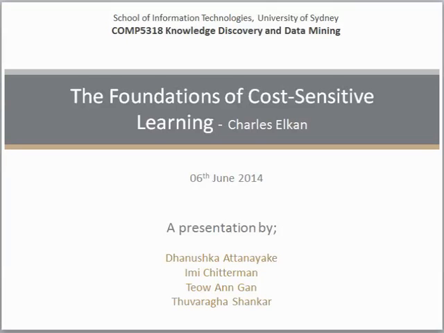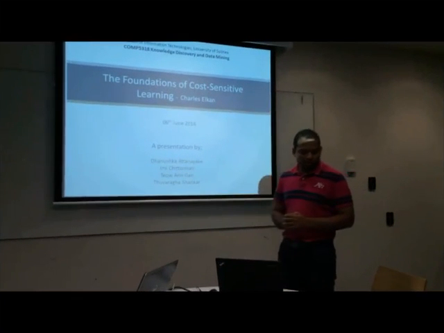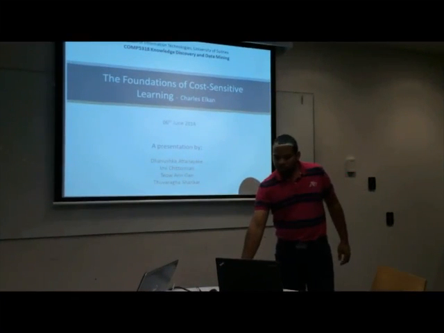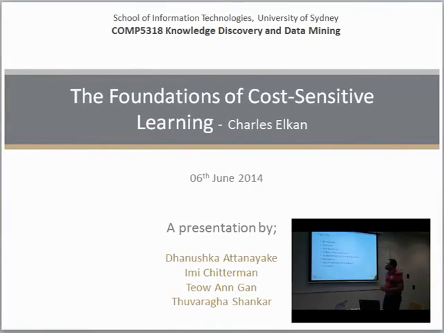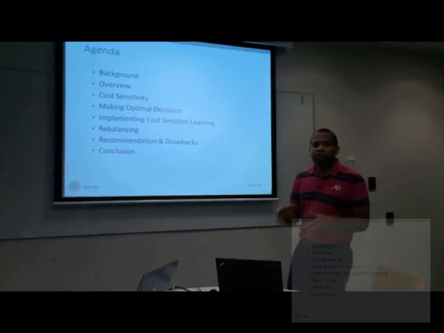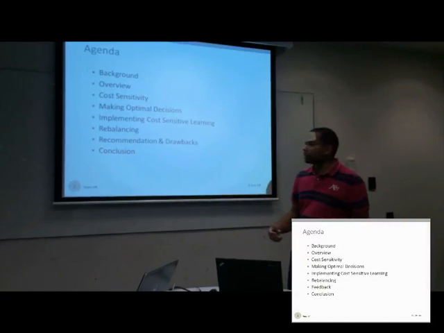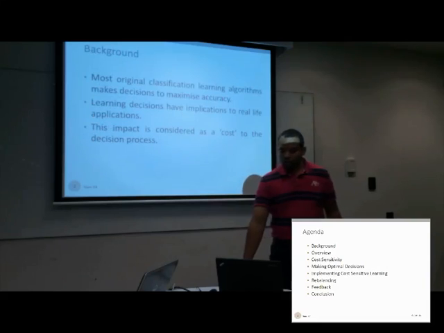Cost-sensitive learning, Charles Elkan: an overview of the analysis of that paper on cost-sensitive learning by Group 4. The background for the paper will be presented along with some of the ideas. Cost sensitivity is one of the fundamental ideas, the way we go about making an optimal decision by thinking about everything in terms of cost. Then some practical approaches in implementing the ideas of incorporating cost into your standard classification learning algorithms. We will present some recommendation and conclusion.